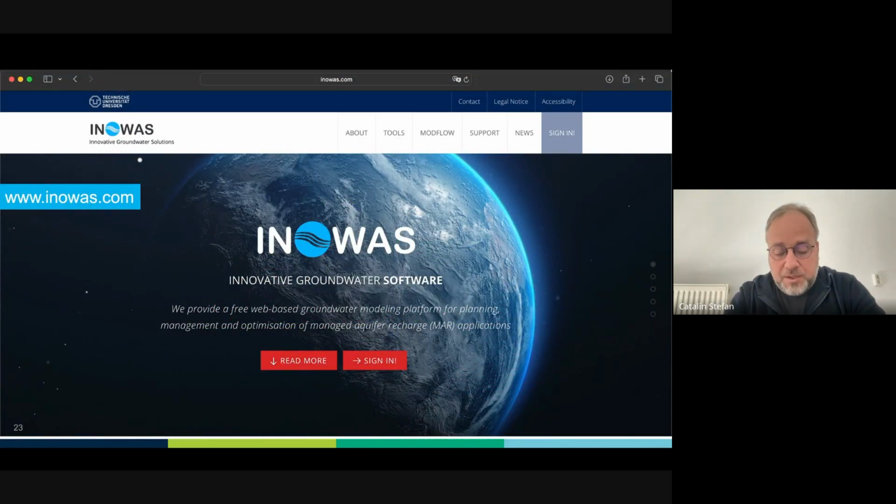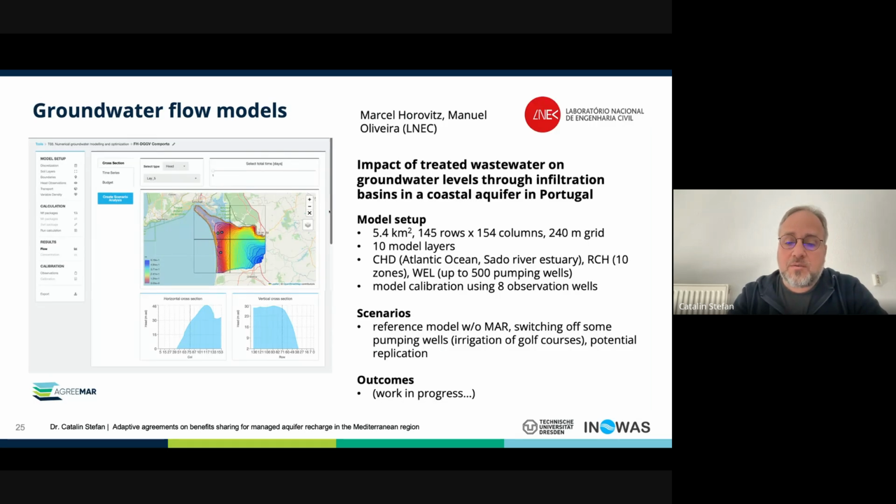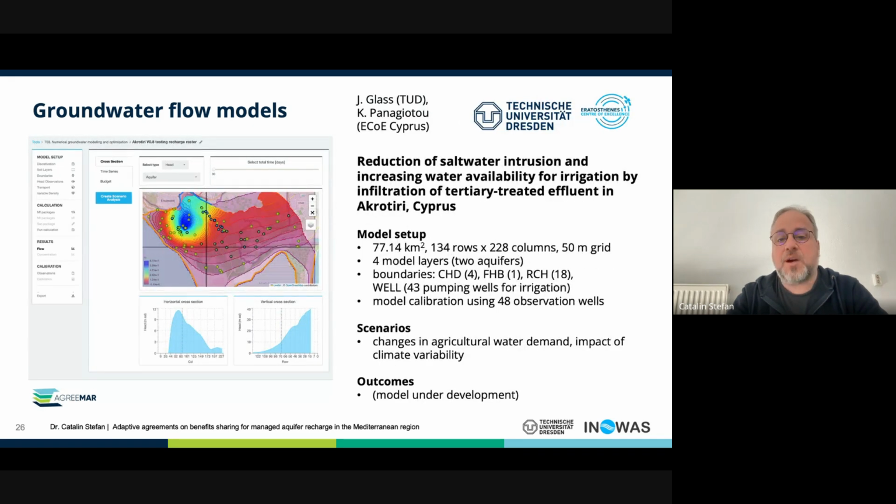And for the numerical implementation, we're using our own software, which is a web-based groundwater modeling platform. And the tool, we have several tools. The tool that we're using is a completely new MODFLOW interface. That is the most common, let's say, code for groundwater flow simulations. And here, 2 examples from Portugal and from Cyprus.